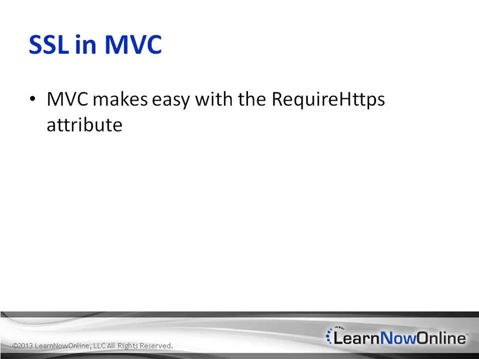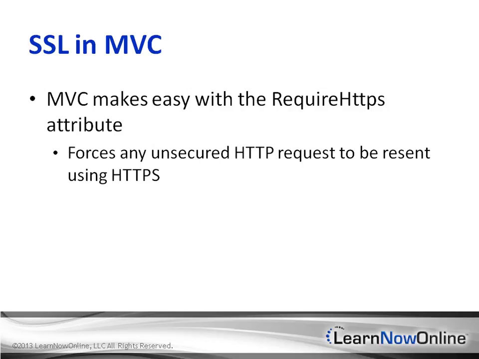If you want to change that behavior, just make it automatically redirect under either of those scenarios, then you can override the RequireHttps attribute and change that behavior. And so what it does is it forces any unsecured HTTP request to be resent using HTTPS. The one kind of downside of this is that it has a few issues during development. And you'll see those in just a few moments when I show you the demo.